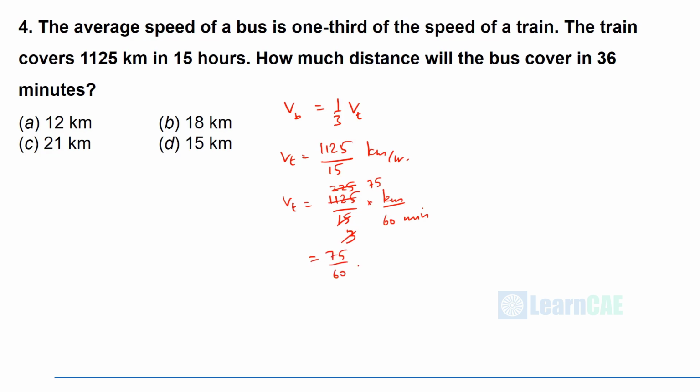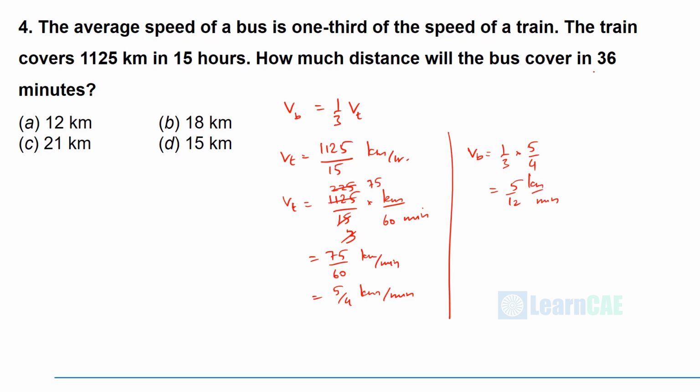So this is equal to 75 by 60 kilometer per minute. We can further divide this by 15. So this will be 5 by 4 kilometer per minute. This is for VT, that is the speed of the train. So VB, that is the speed of the bus, will be equal to 1 by 3 VT, that is 5 by 4. This is equal to 5 by 12 kilometer per minute.